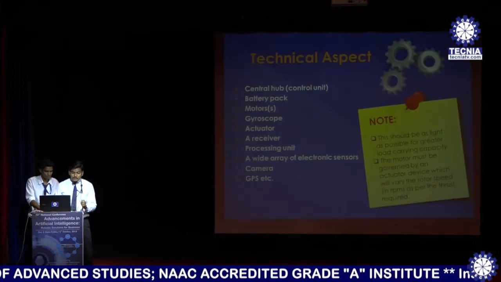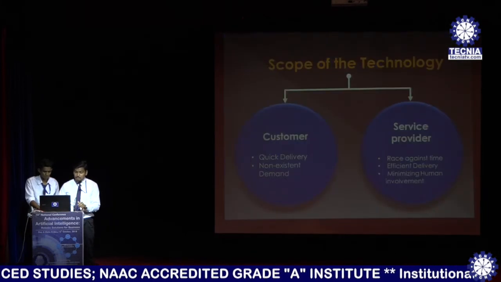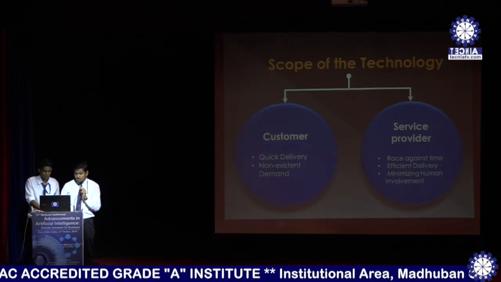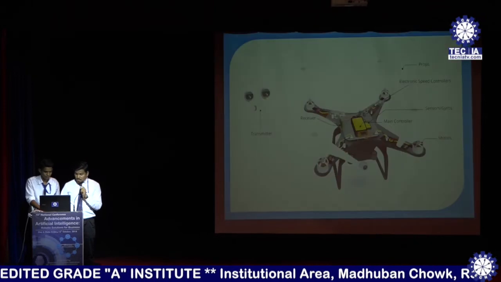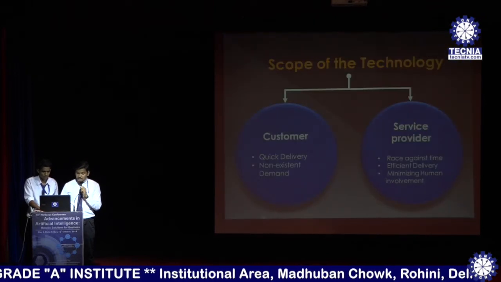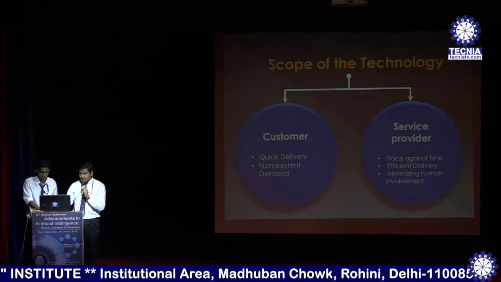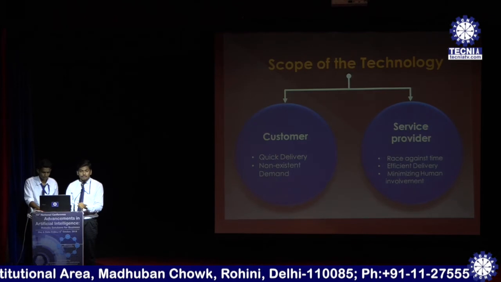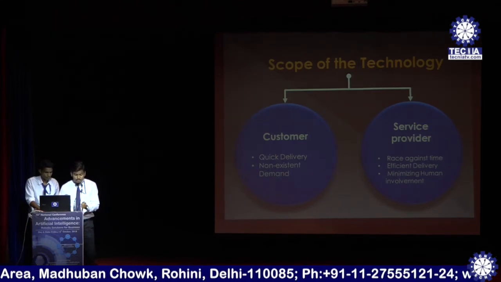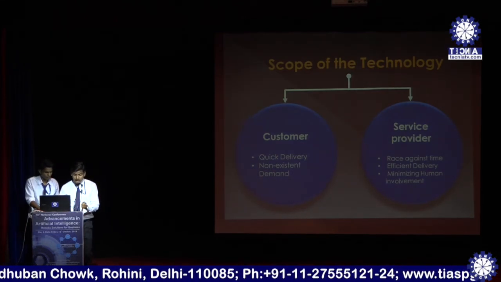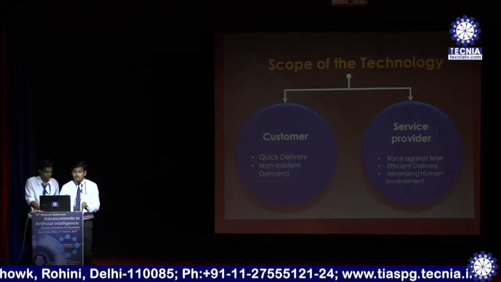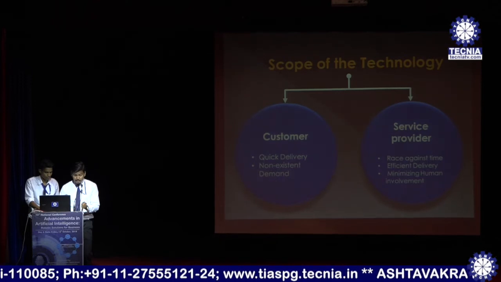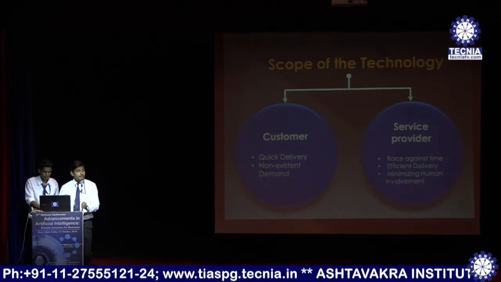The scope of the technology: there are two sides, customers and providers. For the customer, there is quick delivery and non-existent demands, and on the side of the service provider, there is a race against time, efficient delivery, and minimizing human involvement. Now the technology will provide this solution for the race against time by providing quick delivery of logistics. It will build an advanced economy and a better shopping experience on online platforms.